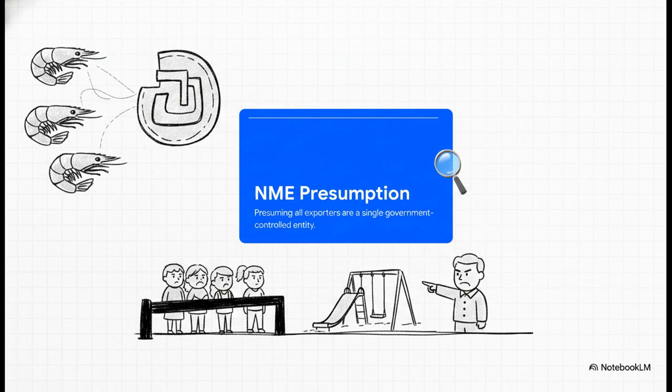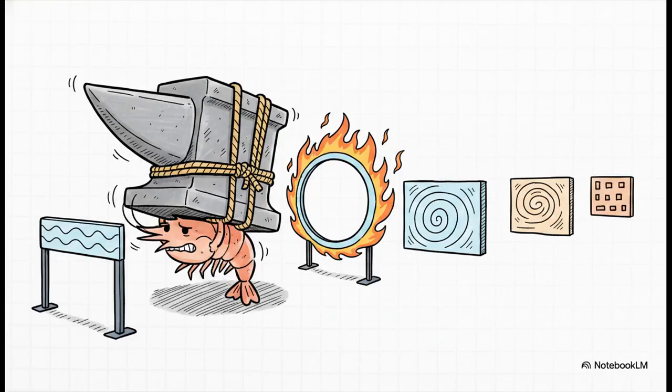But believe it or not, the math doesn't stop there. The second major piece of this puzzle is the non-market economy, or NME presumption. Think of this as the group punishment policy. Think back to grade school, where an entire class is kept inside for recess just because of the actions of a few kids. Under this specific policy, the U.S. Department of Commerce presumed that every single Vietnamese shrimp business was actually part of one giant, government-controlled entity unless they could somehow prove otherwise. Because of this massive presumption, a single Vietnam-wide rate was applied.